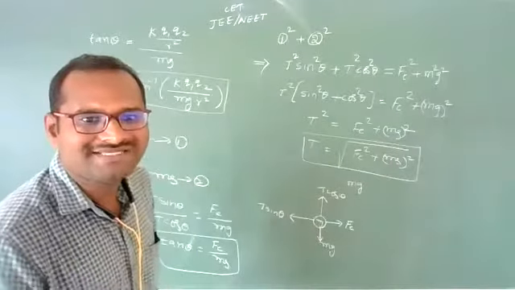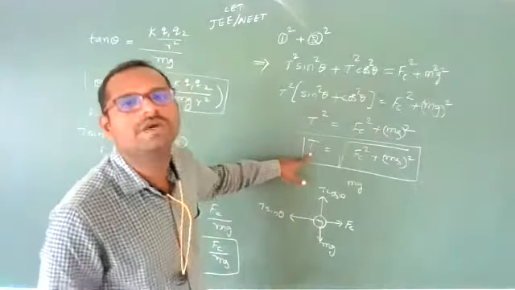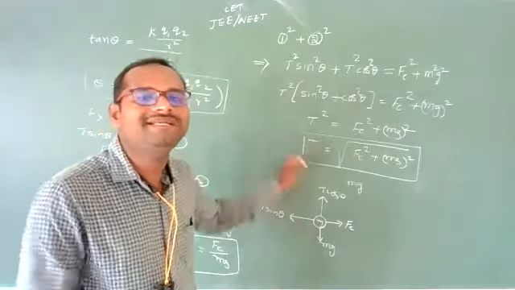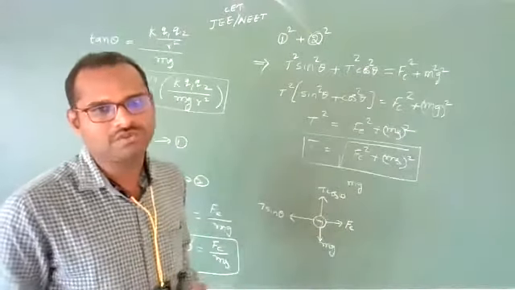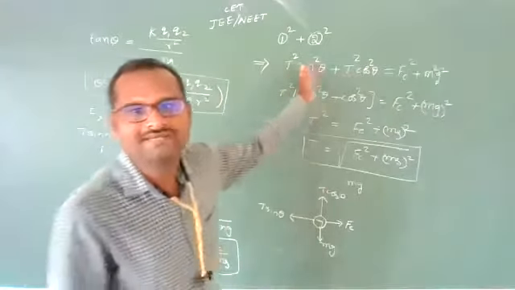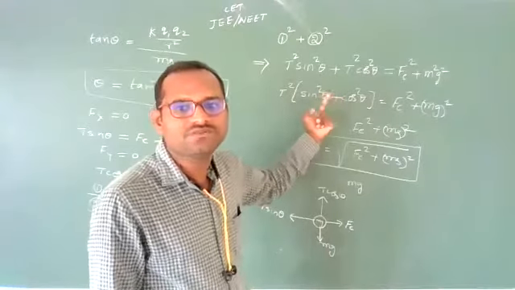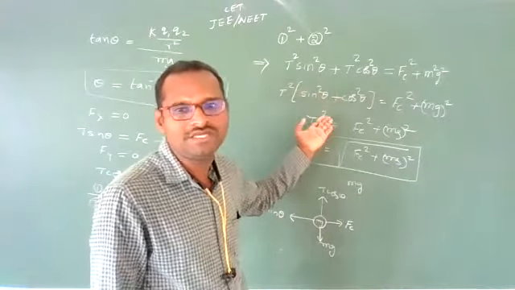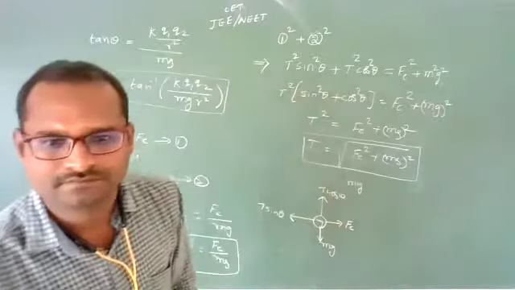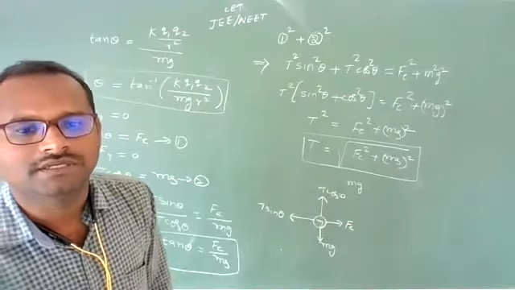Lalit Kumar is asking why we square the equations to get this answer. We want T, no? To get T, we need to square them. If you square them, you will get one trigonometric identity, whose value is 1. So T square into 1 is T square. We can get T from that.